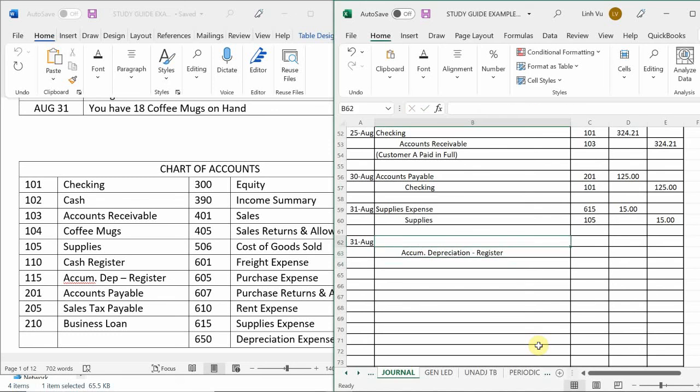Okay, so in this case, you cannot devalue an asset that you purchase, right, due to the historical cost value. So that's why we have to use a contra account, which is the accumulated depreciation for the register. That's the contra account right there. Okay. And our debit is going to be the depreciation expense account. Okay.